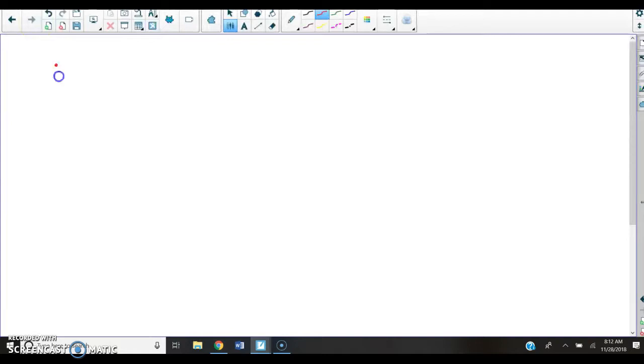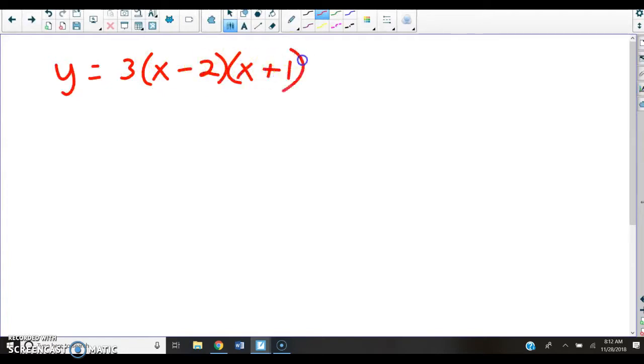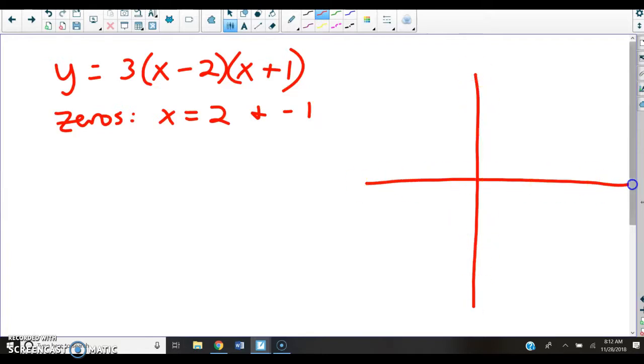Don't forget also to review the other kinds. Now, this is the factored form. So we know that the zeros of this graph would be at x equals 2 and negative 1. There's 2, here's negative 1. So my axis of symmetry is the average, so 1/2.